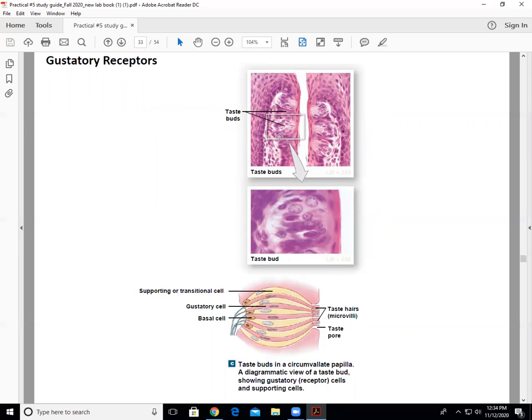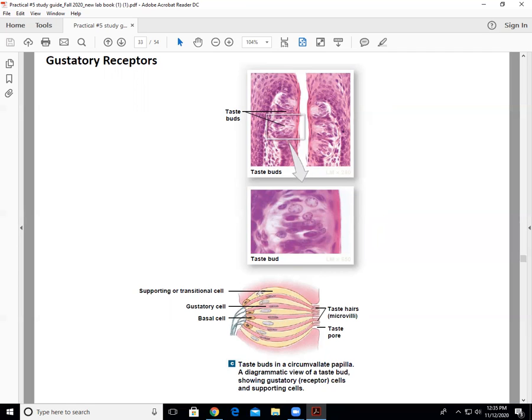Now, in those taste buds, okay, here's some taste buds here. If you look at them under the microscope, looks like this. You get kind of this alternating pattern of light and dark. The dark cells are the gustatory cells. They're connected to these taste hairs. Okay, and these taste pores where the hairs are. So you've got receptors on those hairs that send a signal to the gustatory cell, which generates an action potential and goes through these nerves.